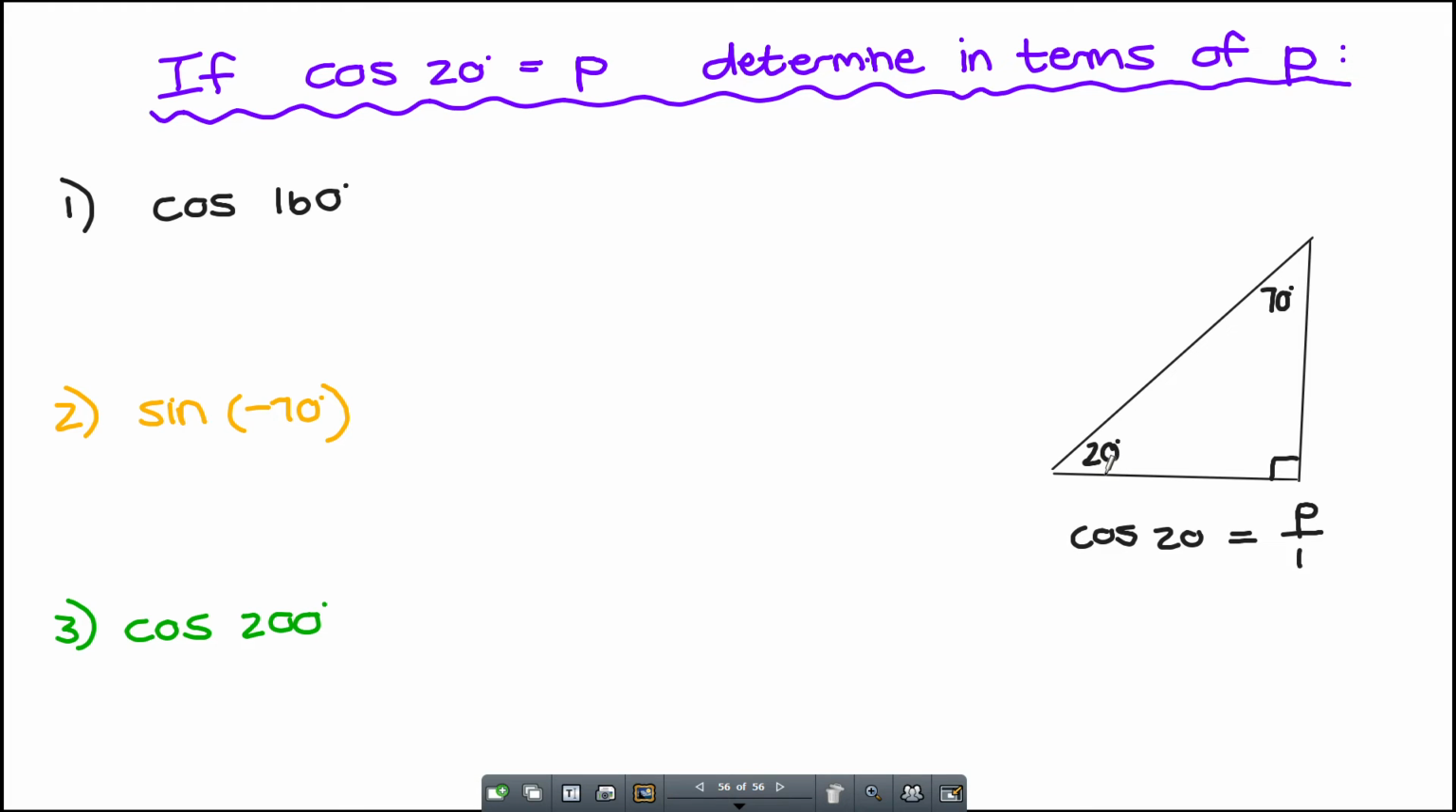Now, if I work from that angle, the 20, cos 20 is P over 1. So, cos is mos aangrensend. So, hierdie sytjie gaan wees P adjacent over hypotenuse. So, this will be 1. Do you guys agree? Is julle nog reg?